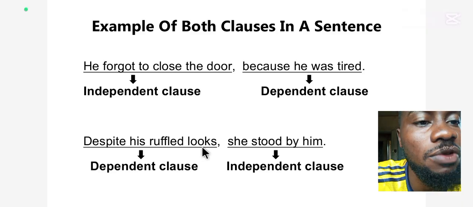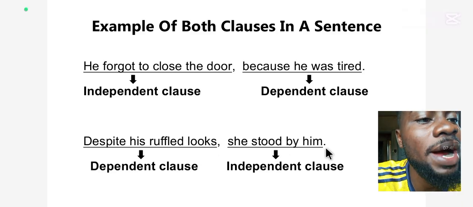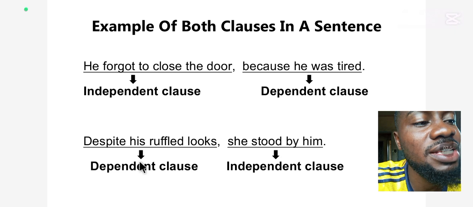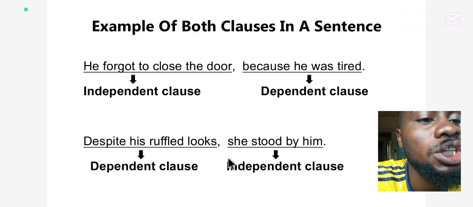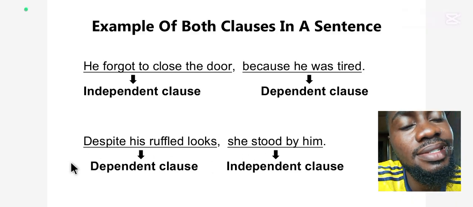Despite his ruffled looks, she stood by him. Which is the dependent and independent clause here? Despite his ruffled looks is the dependent clause. It depends on "she stood by him" to make sense.